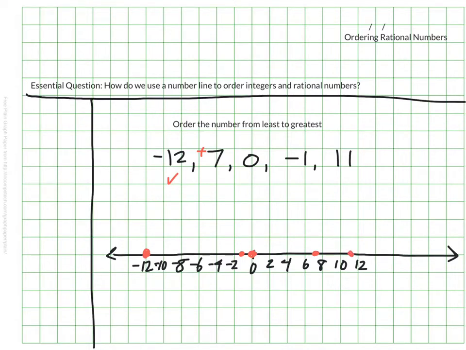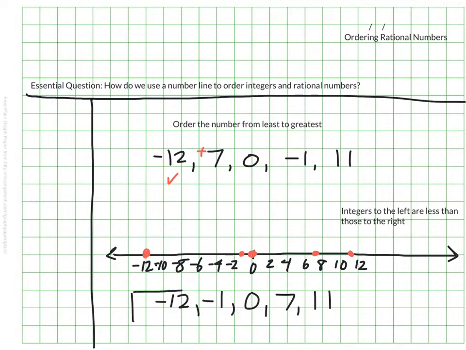So now I have these on the number line, and when we read a number line, the integers to the left are always smaller than the integers to the right. So if I want to know the correct order from least to greatest, I just have to read this number line from left to right. It looks like -12 came first, then -1, 0, 7, and then 11. I have rewritten these here in order of least to greatest because the ones on the left are less than the ones to the right.